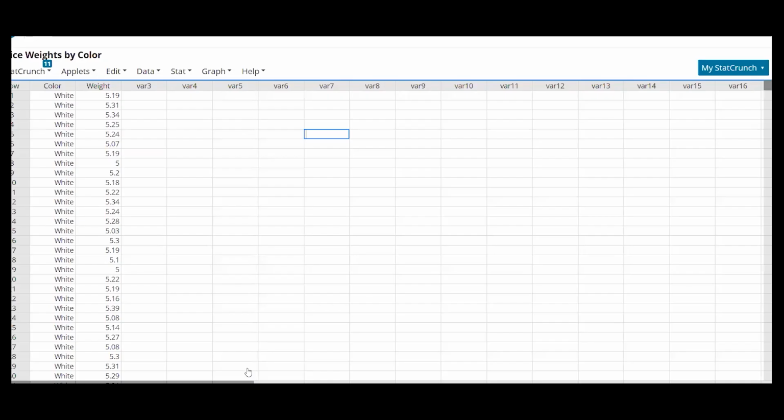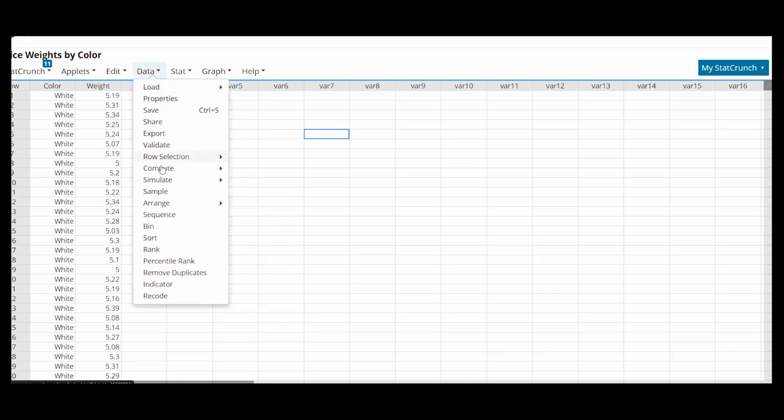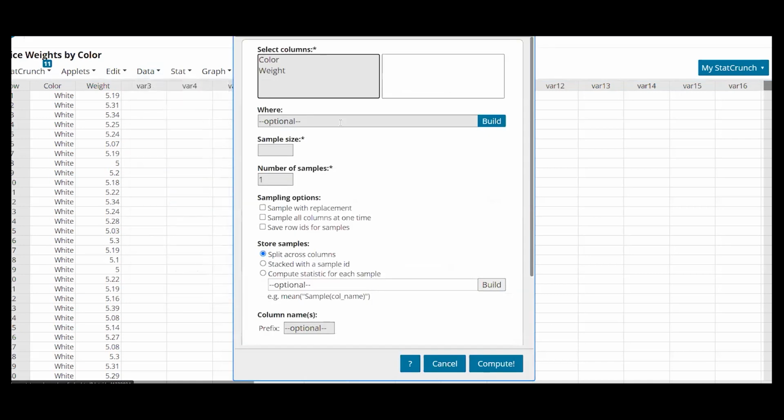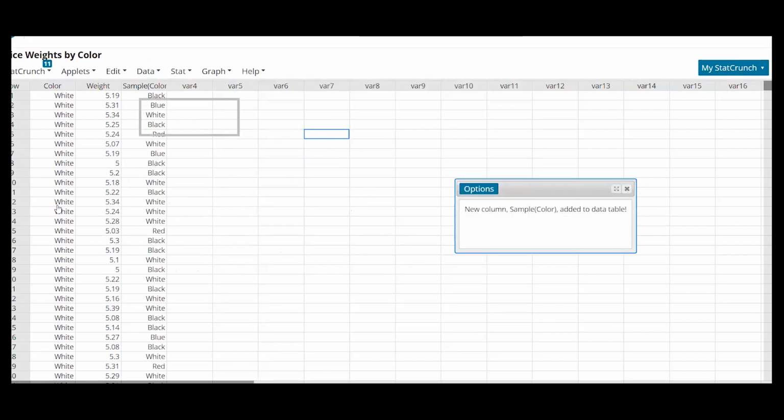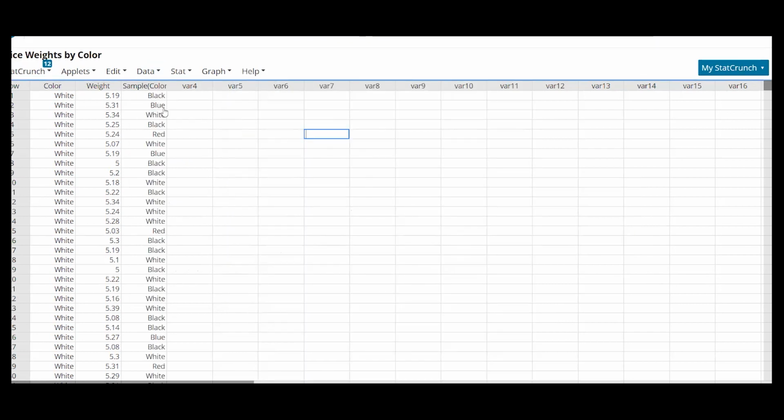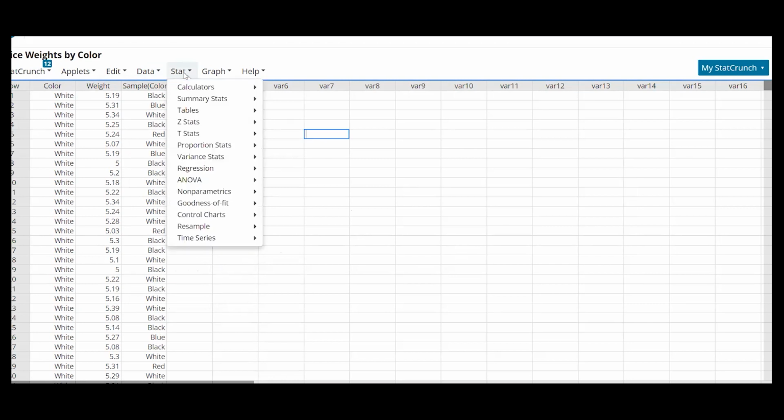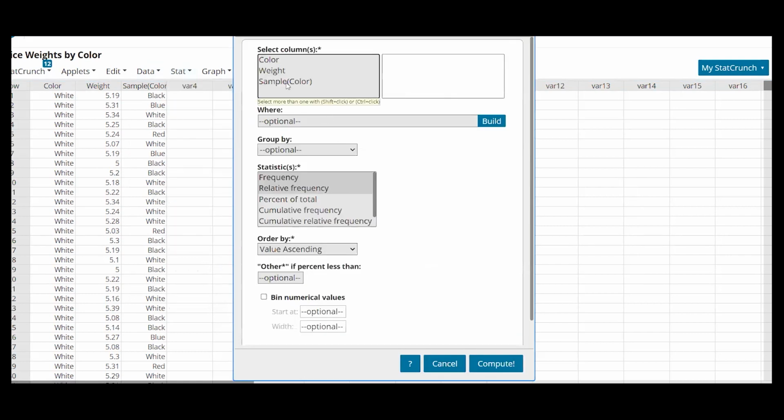So let's say we dipped out some dice. I'm going to do that by using data sample. I'm going to sample the colors. Let's do 100 dice. So StatCrunch picked out 100 different dice, and it just picked the colors, right? And then I want to know what proportion of my dice are white. So I'm going to go to stat tables frequency. Going to pick sample color.